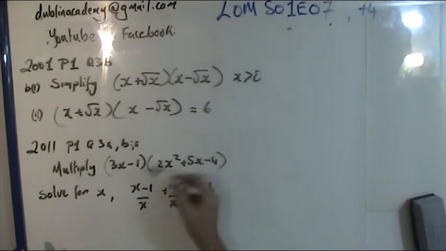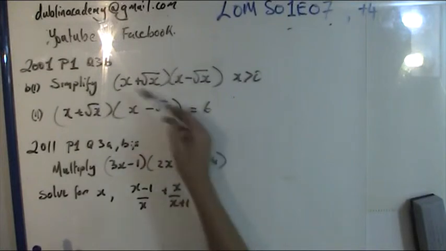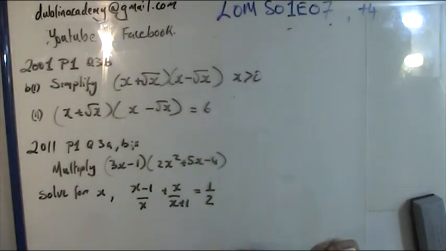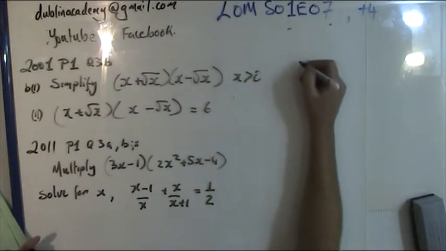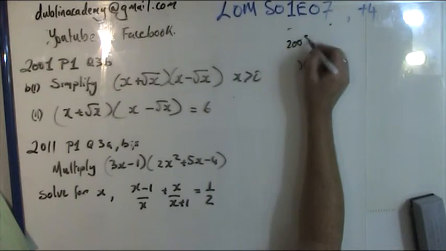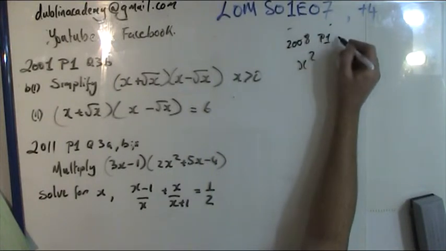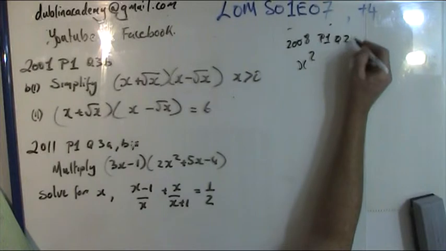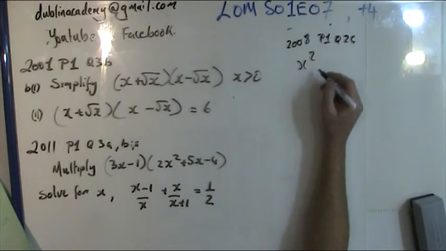Now, there's something relative here. These questions here are all relative. So we're going to go on to another question, and we're alright. It says factorize this one. This is 2008, that's paper 1, and it's question 2C, and it says factorize this.